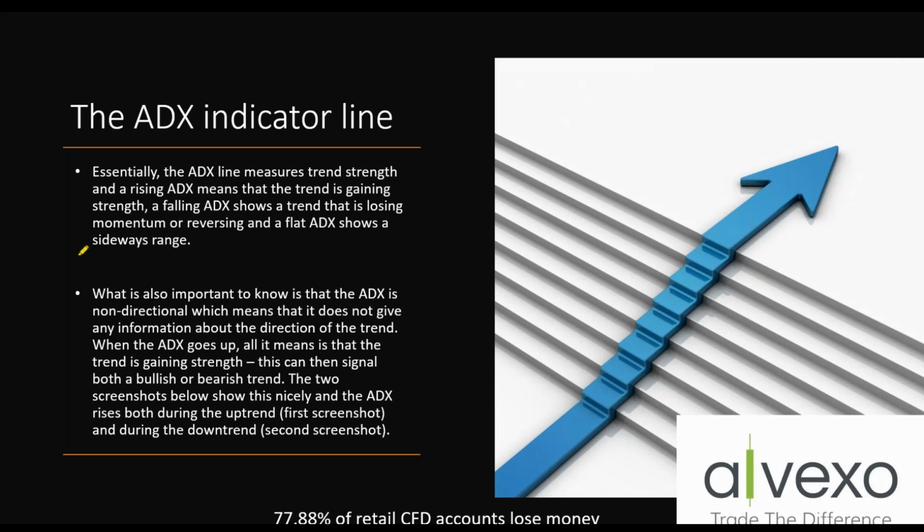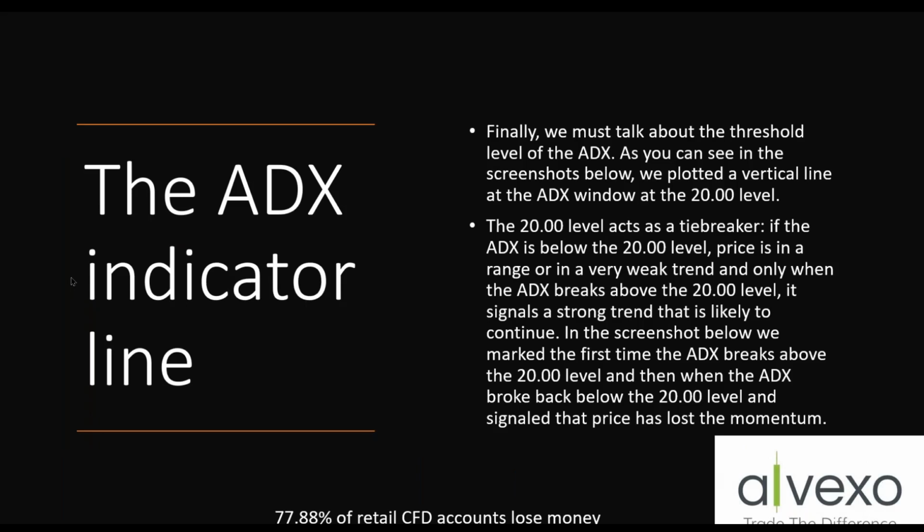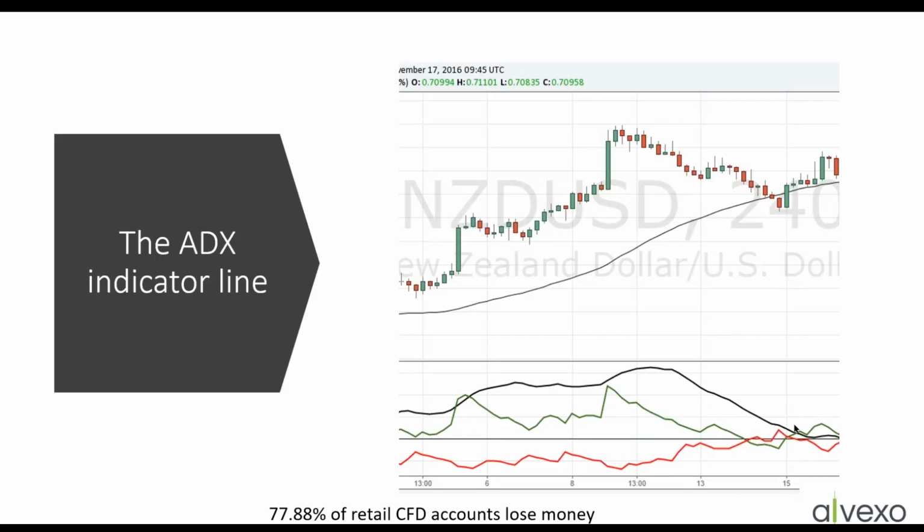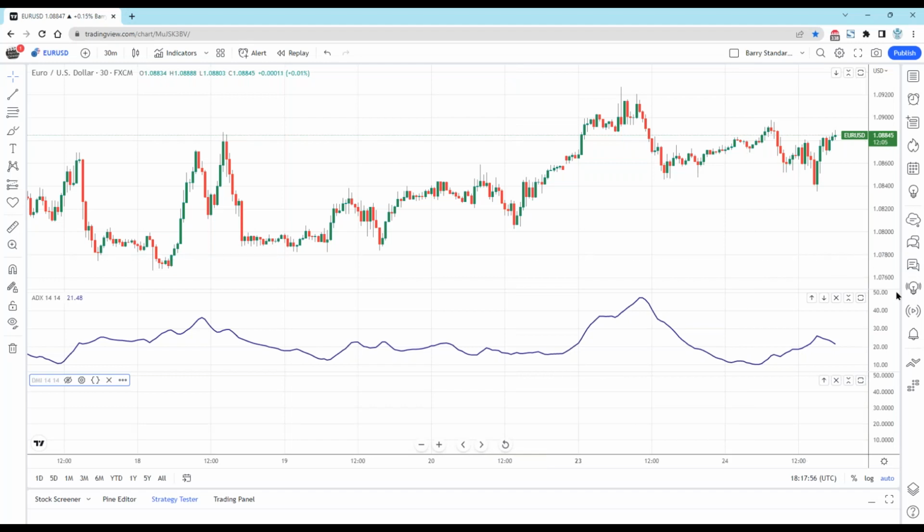So let me get my marker off here. Finally, we must talk about the threshold level of the ADX. So as you can see, and I'm going to show you a screenshot in a second, we plotted the vertical line at the ADX window at 20 here, or we can go back to my Euro US dollar chart. See the numbers over here to the right? So what we've said to ourselves is 20 is the point where the market is telling you it has no momentum. We see it rising, and it can rise here, or we see it falling below 20 here. So we could say that the 20 is our threshold. Our 20 is our number that we want to watch.